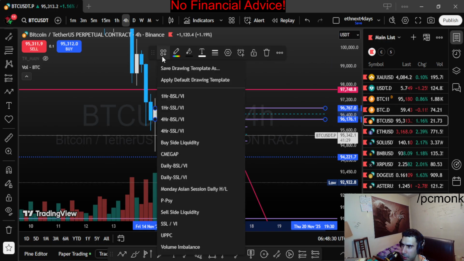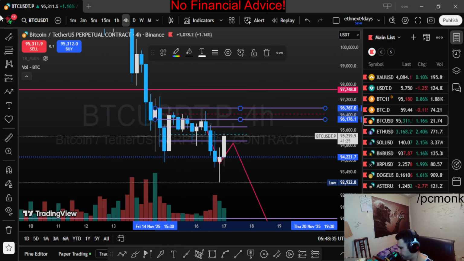My mouse kind of broke. Sometimes it just clicks 2 times. Anyway, so yeah, these are the two ranges.